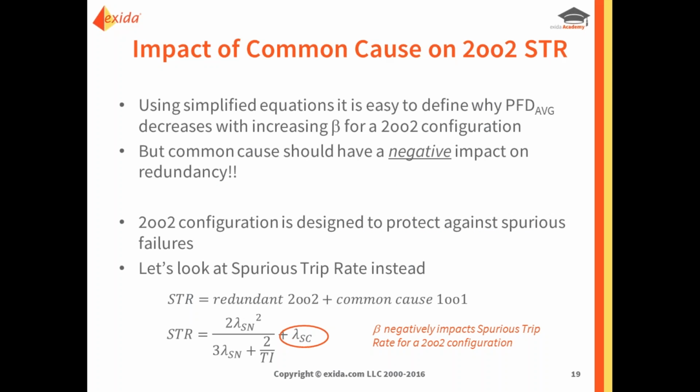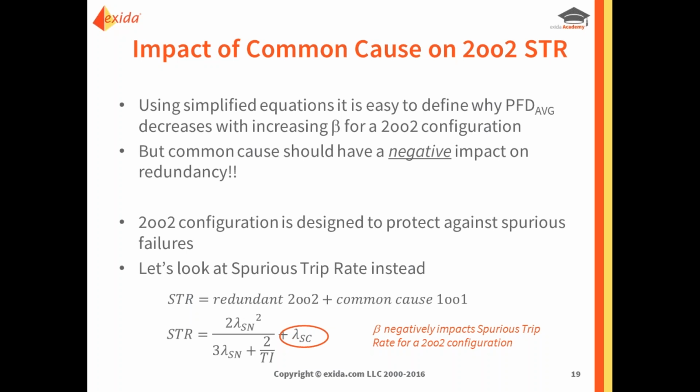So let's look at another aspect of safety systems. Every now and then they will fail spuriously. They will transition to the safe state even though there is no demand from the process. So let's look at a 2 out of 2 configuration and look at the spurious trip.